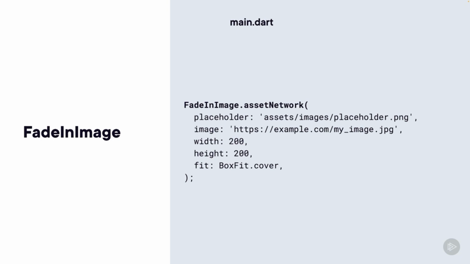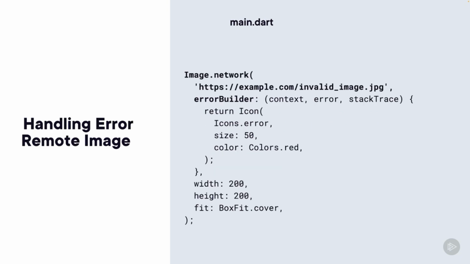Loading images from the internet doesn't always go as planned. Network issues or incorrect URLs can lead to errors. To handle these scenarios gracefully, you can add the errorBuilder parameter to the Image.network widget, which displays a fallback widget when loading fails.